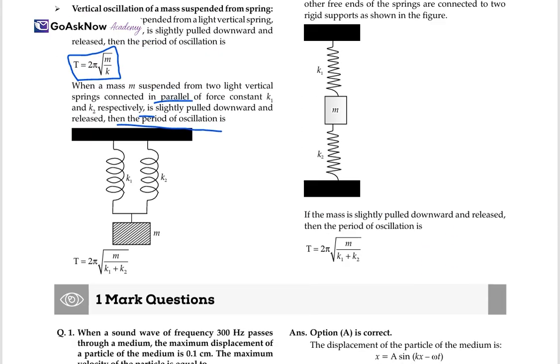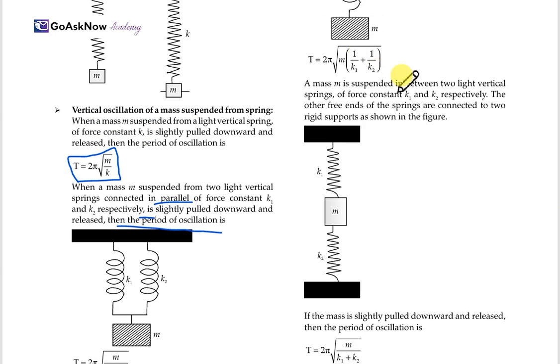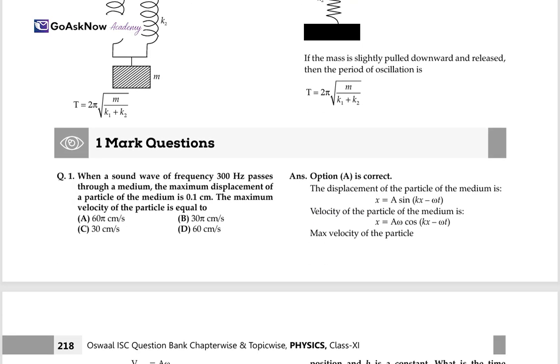Okay, so this is the last one. When a mass is suspended between two vertical springs of force constants K1 and K2 respectively, and the other free ends of the springs are connected to a rigid support as shown in the figure, if the mass m is slightly pulled downward and released, then the equation will be T equals 2 pi square root of m over K1 plus K2.